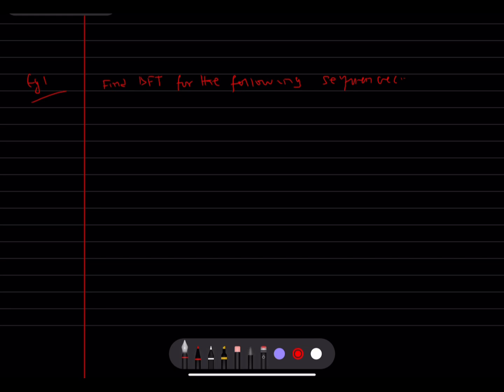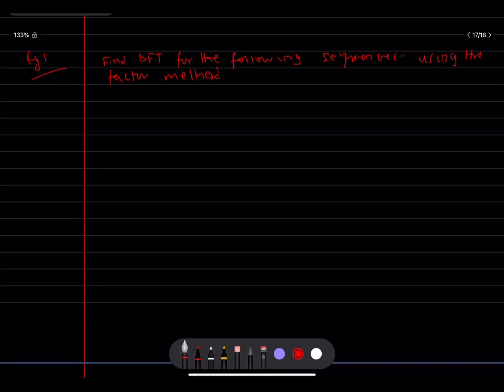Example 1: find the DFT of the following sequence using the Twiddle factor method. So let's write x of n equal to 10 and then 5. Instead of using direct computation, we are using the Twiddle factor method. And for N equal to 2, the Twiddle factor is going to be 1, 1, 1, negative 1.